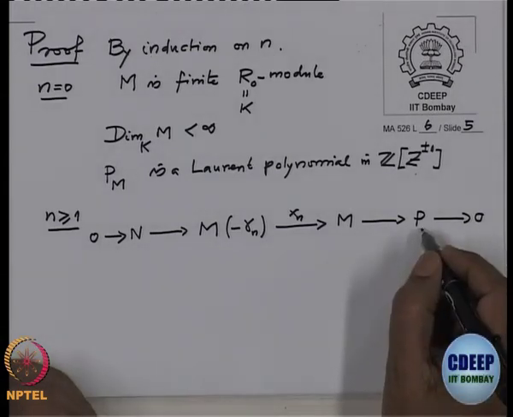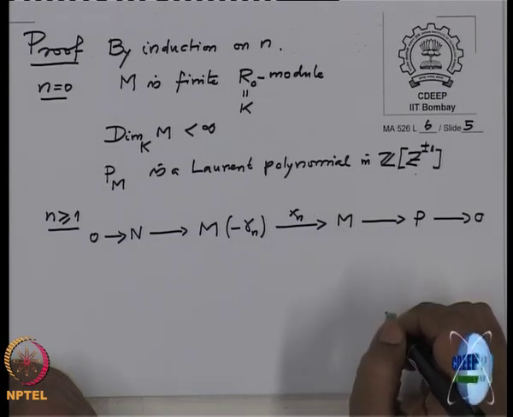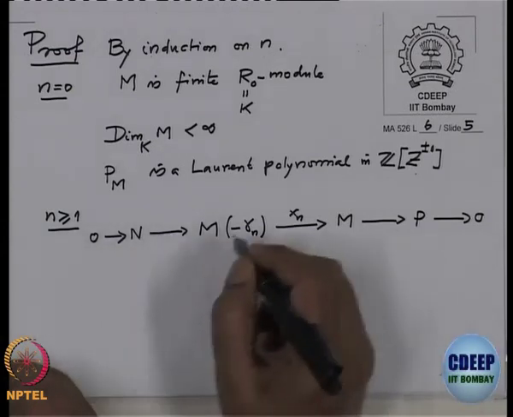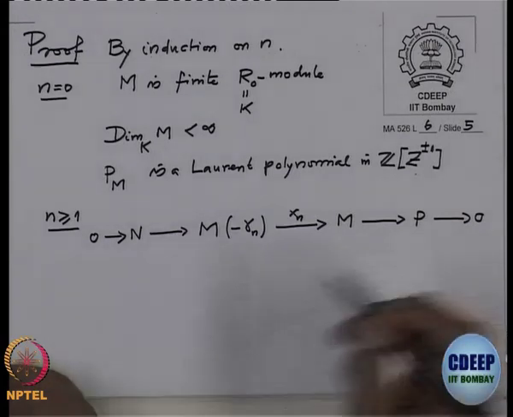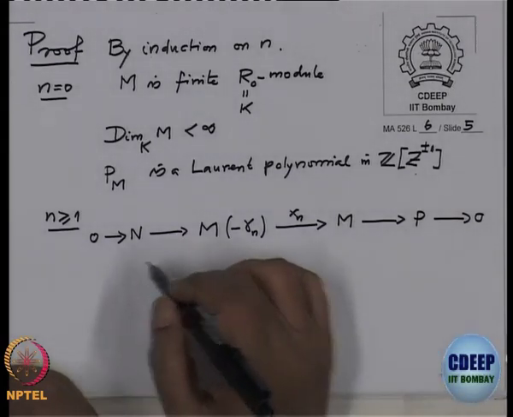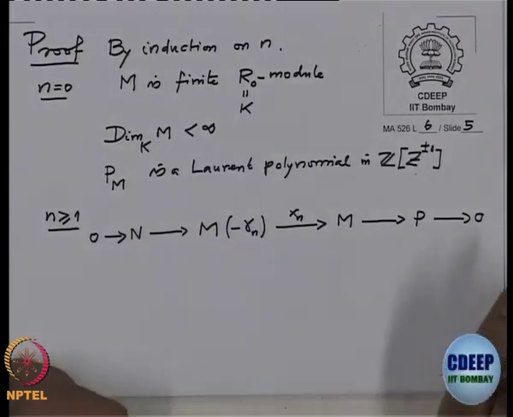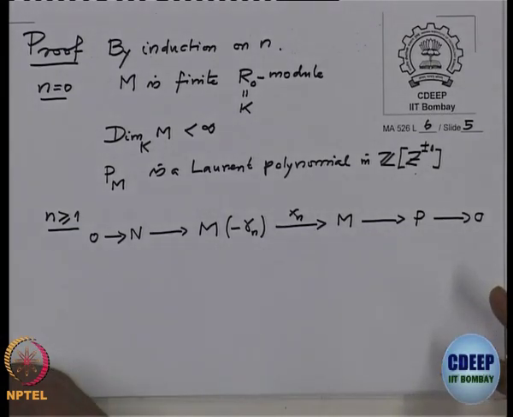Remember, cokernel means this module modulo the image, so that this becomes an exact sequence. Exact sequence, you know, means that it is exact at each stage. So this is an exact sequence, and last time we recalled that whenever you have an exact sequence of graded modules with homogeneous homomorphisms, then the alternating sum of the Poincaré series will be 0.